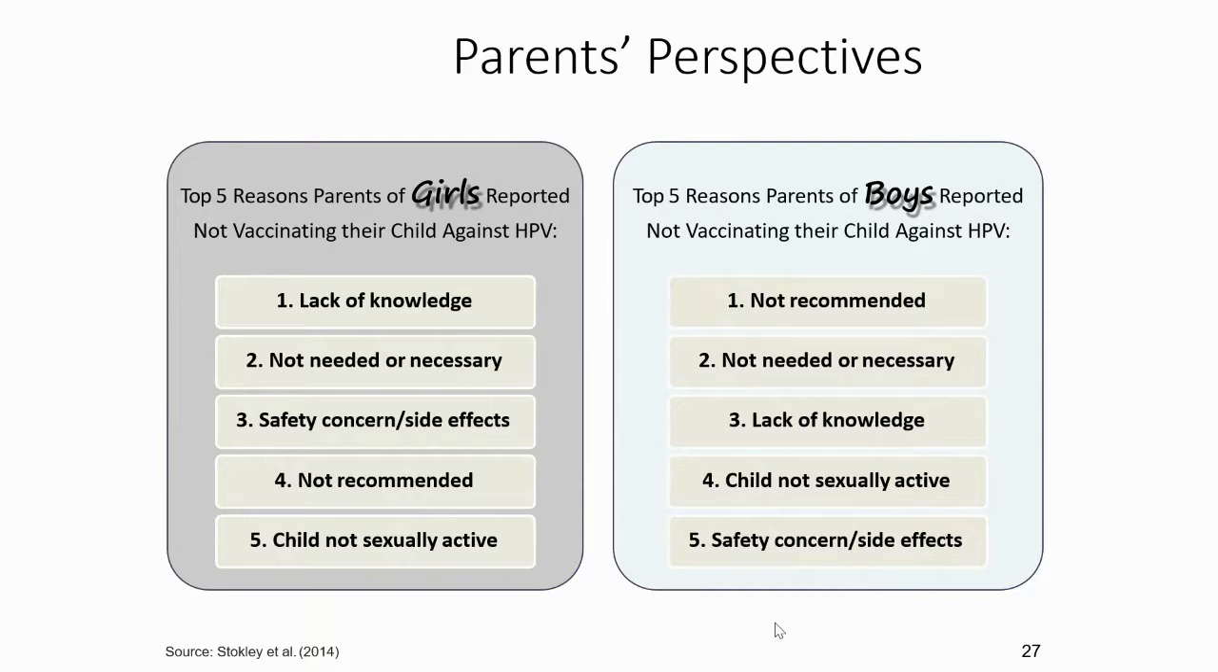The top 5 reasons parents give for not giving boys HPV vaccinations are: not recommended, it's not necessary or needed, lack of knowledge, their child is not sexually active, and they have safety or side effects concerns. So basically, these are the same reasons provided, just in a different area of what they felt was important.